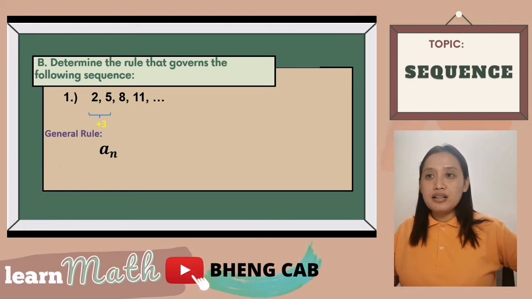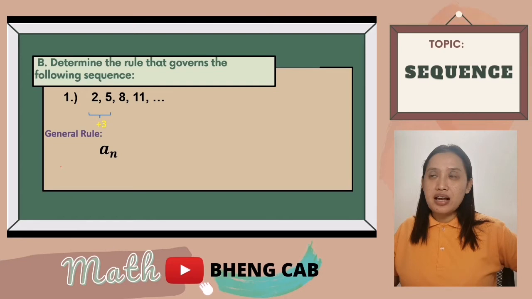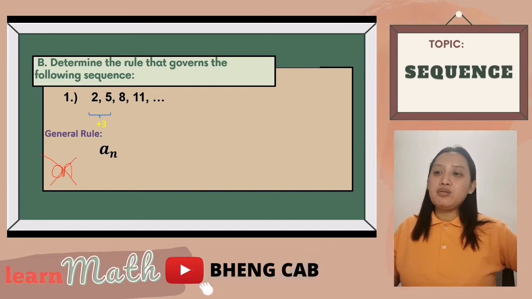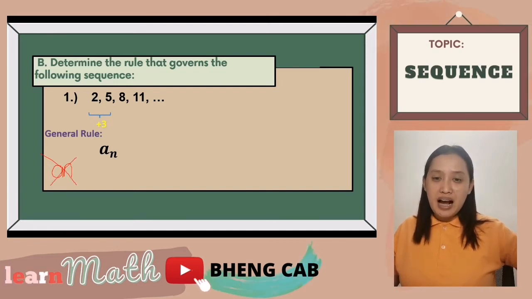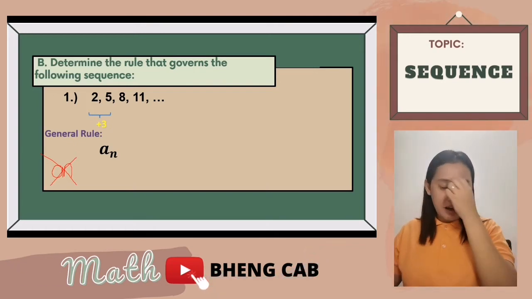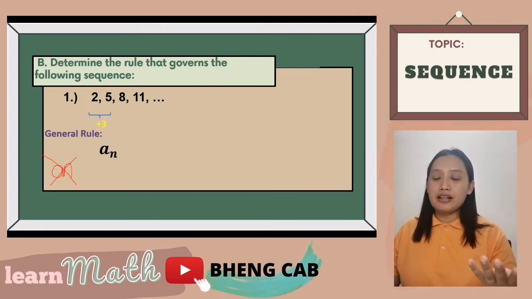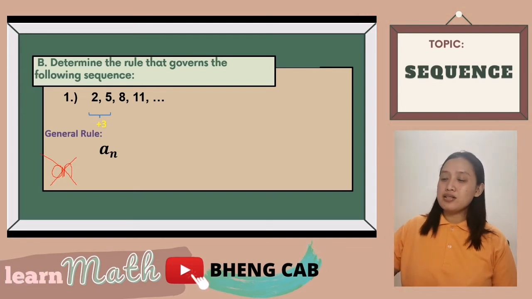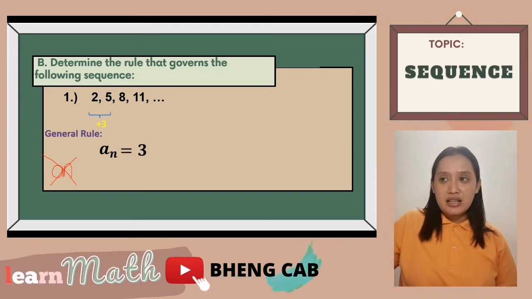Huwag magsusulat ng general rule or ng sequence na a sub n like this. Yung a, tapos katabi yung n. That is a no-no. Okay? Kapag sinulat natin yung sub, A sub, kaya nga siya sub, mas mababa. Under siya ng particular na A. So, A sub n equals to 3.